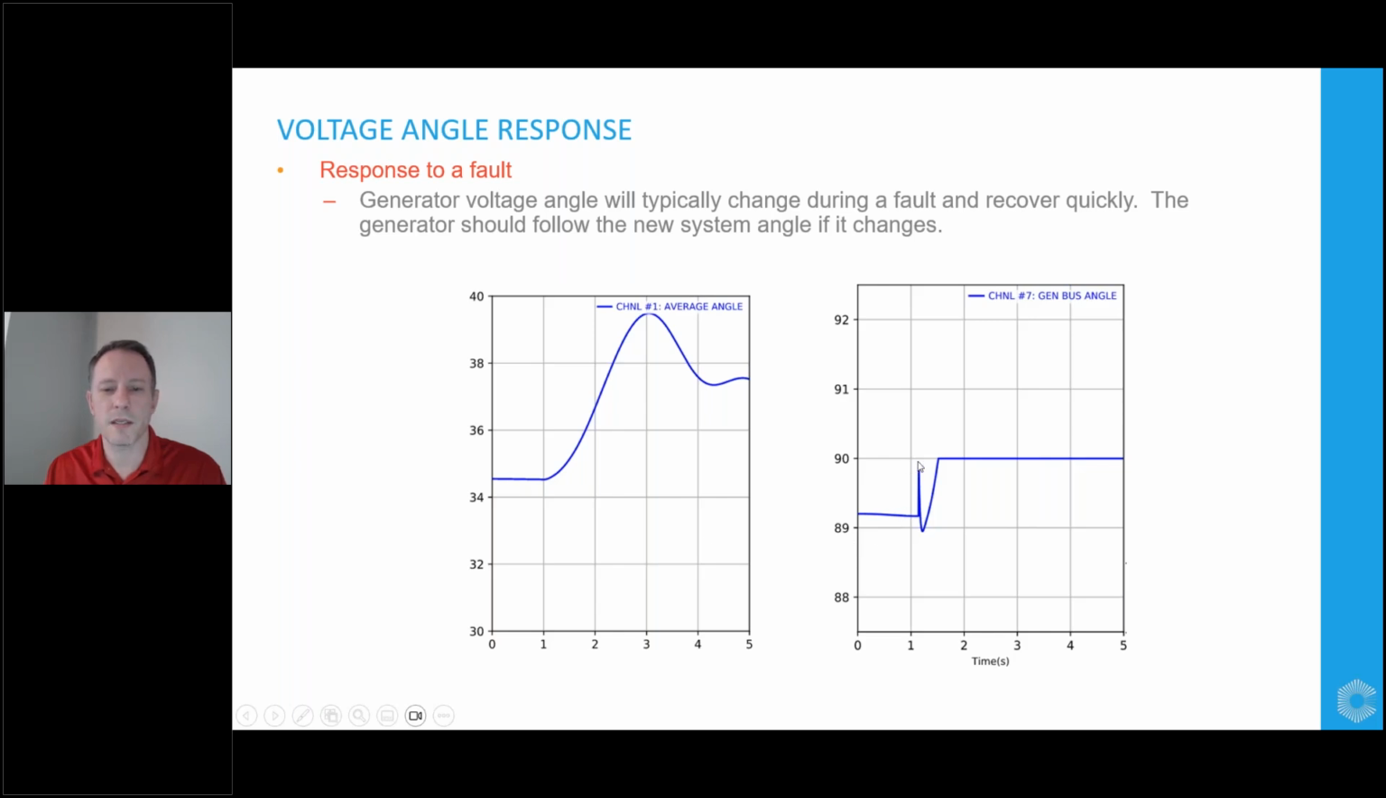So it spikes when we put the fault on, it drops as it tries to fix it, then it comes back up and it settles about a degree higher than it was at the start. It's not quite matching the average angle, but it probably is matching the angle of the system at that location.